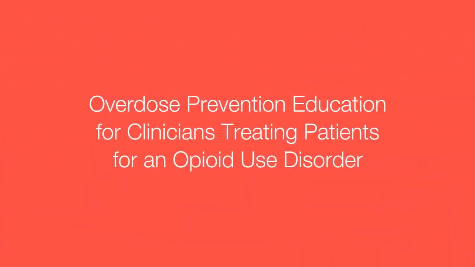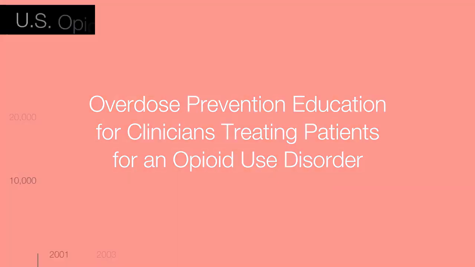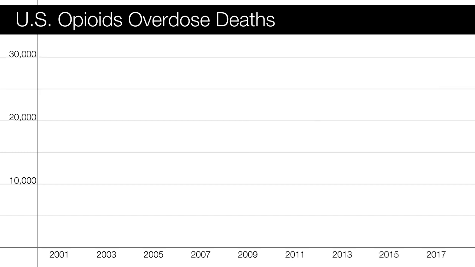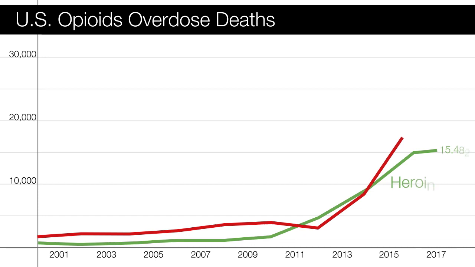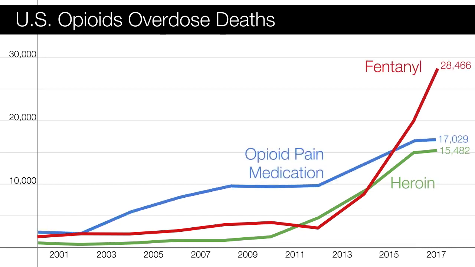This video discusses overdose prevention for clinicians treating patients for an opioid use disorder. The opioid overdose death rate in the United States has more than doubled over the last decade, driven mainly by illicit drugs like heroin and fentanyl, and the increased use and misuse of prescription opioids.